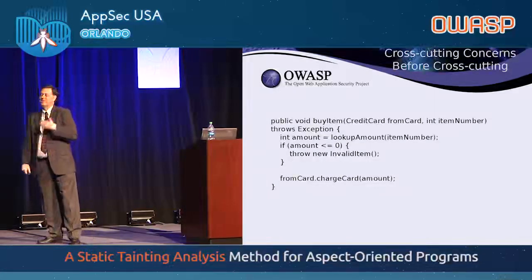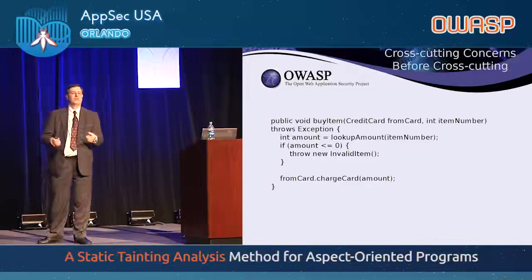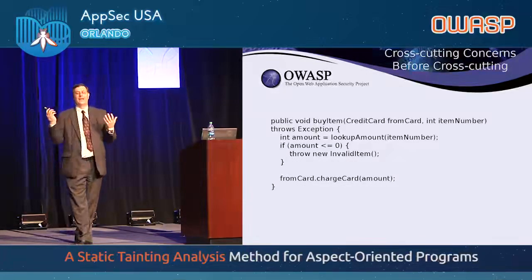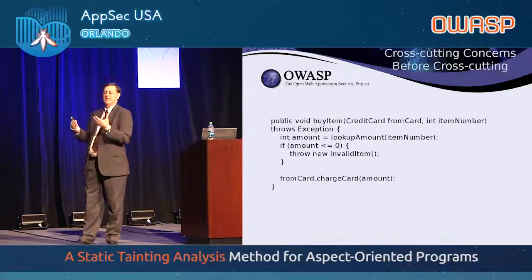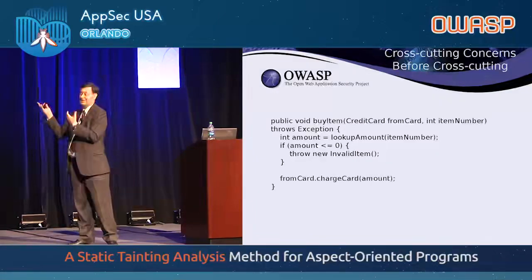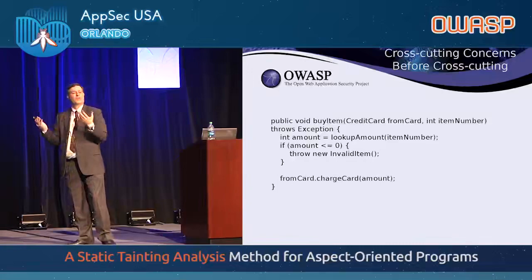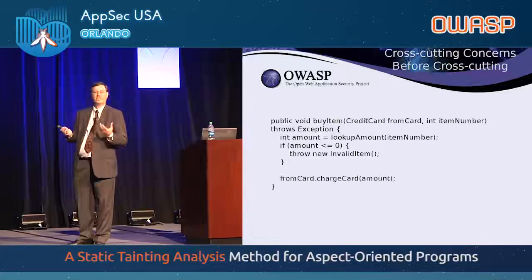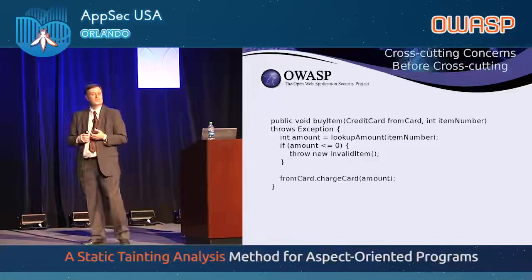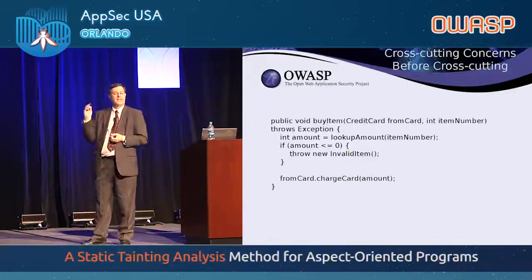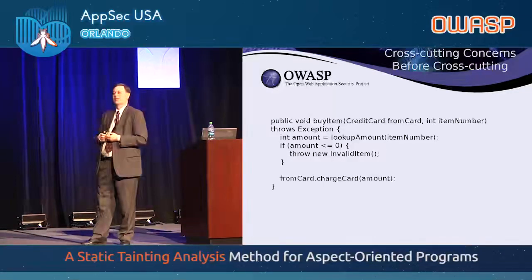So here we have just a very small, simple little routine. It's just to buy an item. It's going to look up the amount of the item, how much it costs. If the cost is less than or equal to 0, it's going to throw an exception because, well, you shouldn't let somebody get something for free, hopefully. And then it's going to charge the credit card. Very simple. That is before adding our cross-cutting concerns.